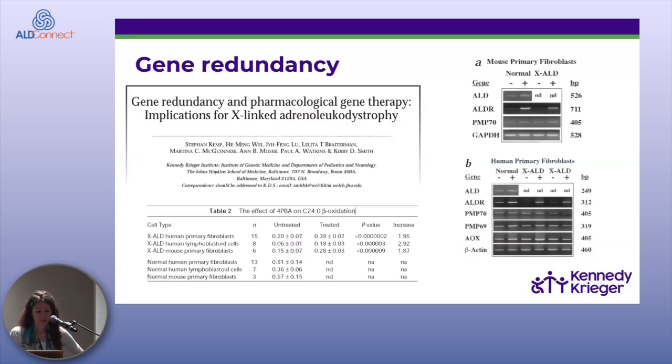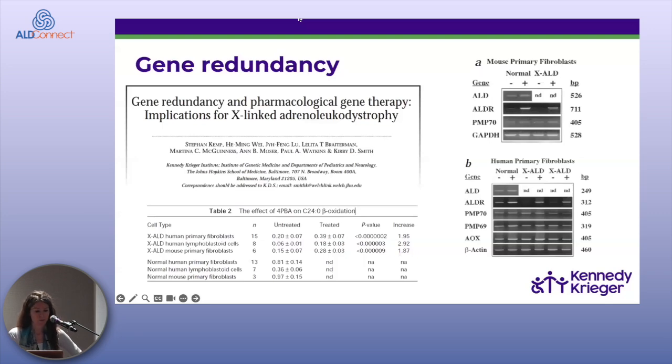So if we increase ABCD2 using a drug, in this case he used 4-phenylbutyrate, you can actually increase the beta oxidation, you can increase the metabolism of those very long chain fatty acids within the peroxisome. And so he did this a couple different ways. He did this in mice and he did this in humans using 4-phenylbutyrate and showed gene expression. So ALDR, so this is the ALD related protein. So if we use this drug, we can actually increase gene expression of that gene in these patient cells. And that does improve beta oxidation.